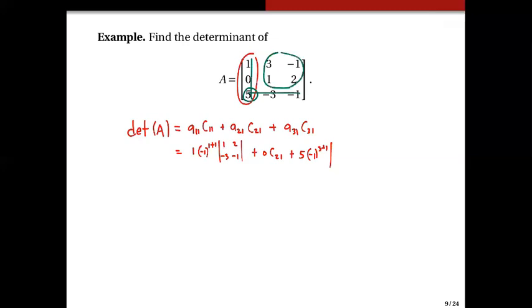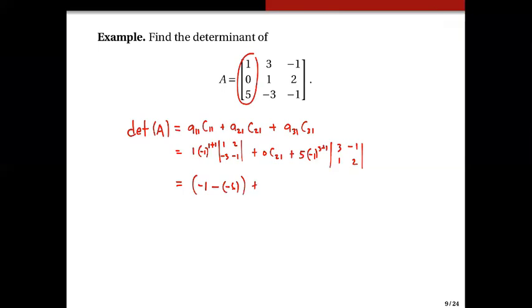So the determinant of 3, negative 1, 1, 2. And we calculate this. We will have 1 times negative 1 raised to 1 plus 1, so this is just positive 1. In here, we will get 1 times negative 1, that's negative 1, minus negative 3 times 2, that's negative 6.